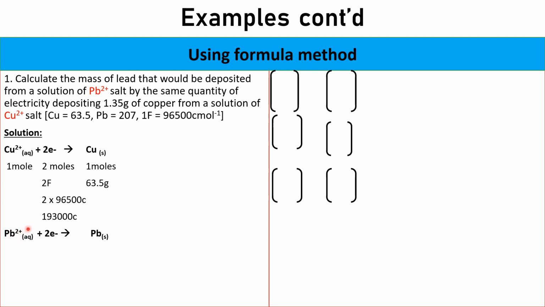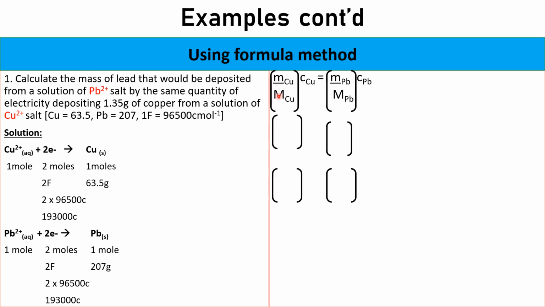Lead 2 ion will also gain 2 electrons to form 1 mole of metallic lead. That's 1 mole of lead 2 ion, 2 moles of electron, 1 mole of metallic lead. 2 moles of electron is equal to 2 Faraday, but 1 mole of lead is equal to 207 grams. So 2 Faraday is equal to 2 times 96,500 coulomb, which is equal to 193,000 coulomb. But since we are using the formula method, we are going to have what?